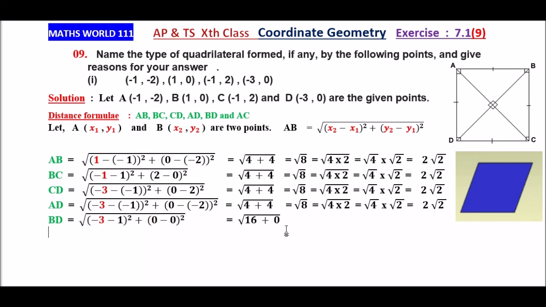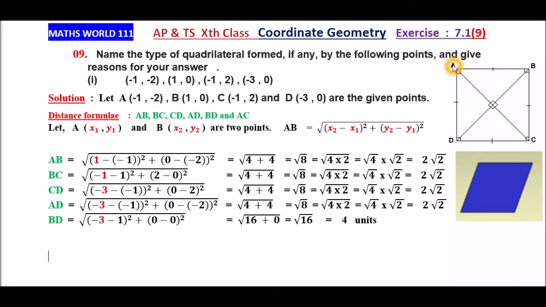Understand? So root 16 plus 0 is root 16. That is equal to, what is root 16? 4 4s are 16. That is equal to 4 units. So BD, one diagonal is complete. Now we find another diagonal AC.